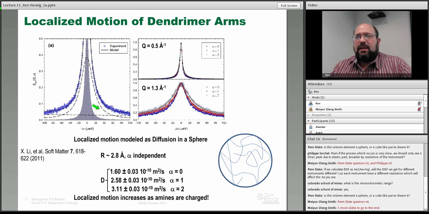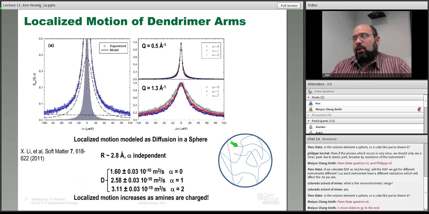And interestingly enough, as you charged the dendrimer arms, you might have expected them to become a little more stiff. Instead, charging the arms broadens the quasi-elastic spectrum. In fact, the internal motion of the arms gets faster and faster as you protonate. They get about twice as fast when you're fully charged as they were in the uncharged state. There's a couple of reasons that can happen.